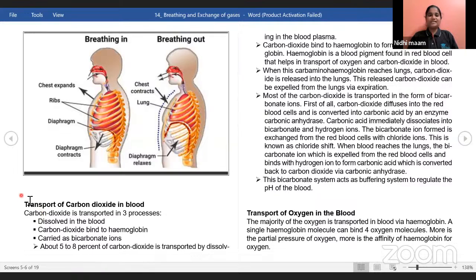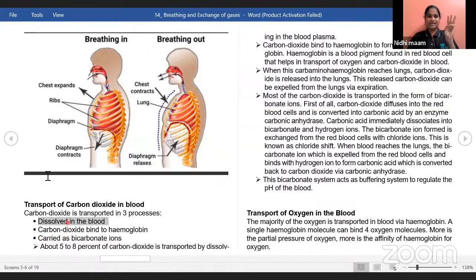So the next one is transport of carbon dioxide in blood. How the carbon dioxide is transported in the blood. The first one is the carbon dioxide will be dissolved in the blood. Second one is it binds to the hemoglobin pigment and it is carried as bicarbonate ions. Three steps are there. The first one is it is dissolved in the blood, then it attaches to the hemoglobin, then it is transported as a bicarbonate ion. About 5 to 8% of carbon dioxide is transported by dissolving in blood plasma.